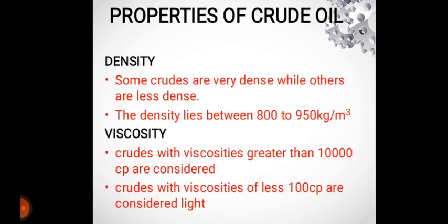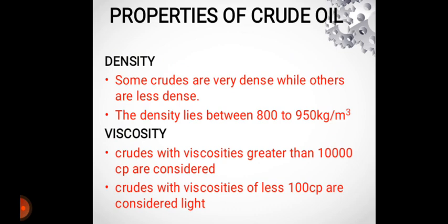What about density? Density is the mass per unit volume. Some crudes are very dense, while other crudes are less dense. The density of crude lies between 800 and 950 kilograms per cubic meter. In this case, heavy crudes have densities in the range of 950 kilograms per cubic meter, while the lighter crudes have densities in the range of 800 kilograms per cubic meter.